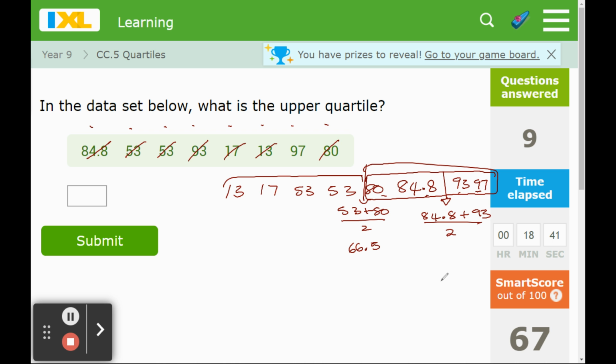Grab your calculator. 84.8 plus 93 divided by 2 comes to 88.9. And that's the upper quartile. Well done, you got it.